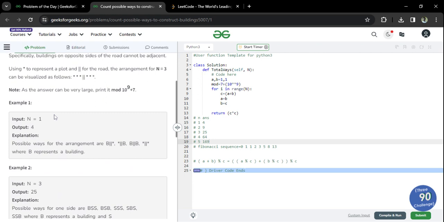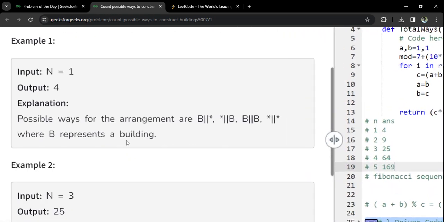So for n equal to 1, we'll quickly see what it means. N equal to 1 means on the left side of the road and the right side of the road there will be a single plot. Let's see how we can arrange the buildings. In this case, you can have a building on the left side and nothing on the right side. In this case, you can have a building on the right side and nothing on the left. Or you can have a building on either side, or no building on either side of the road.